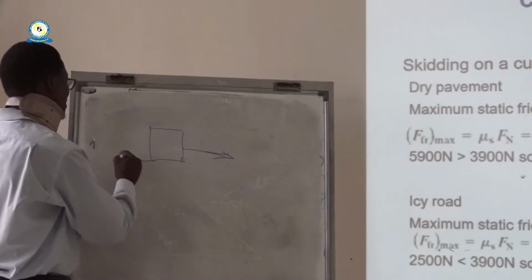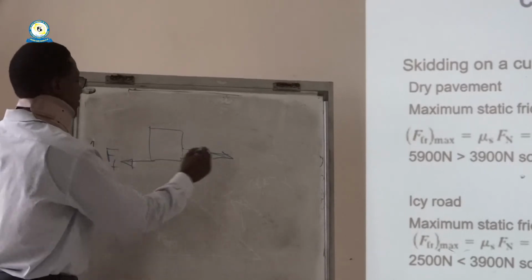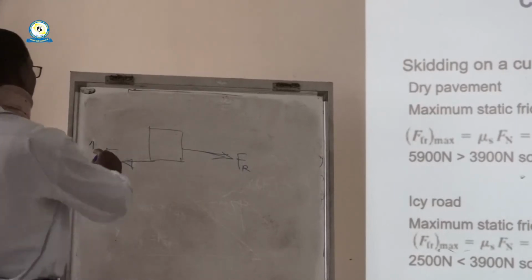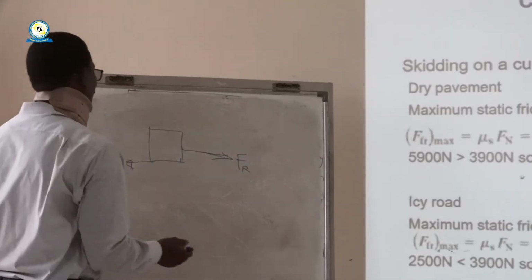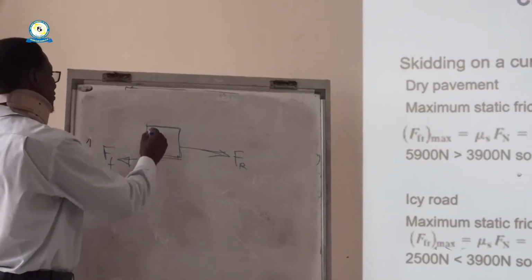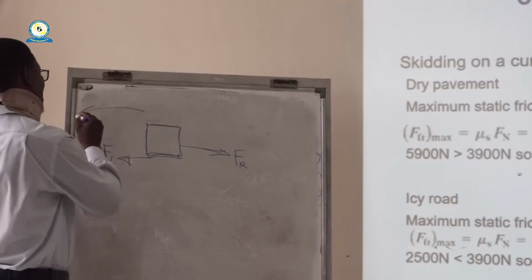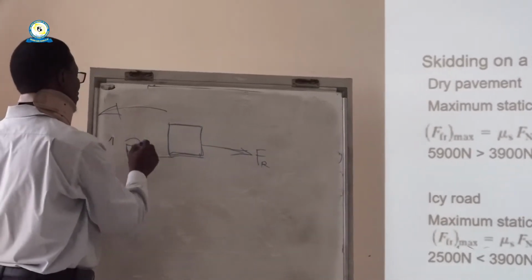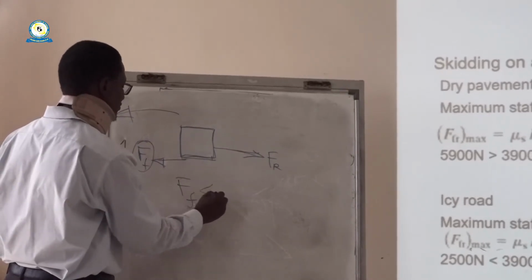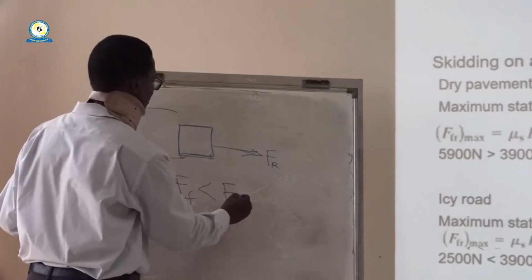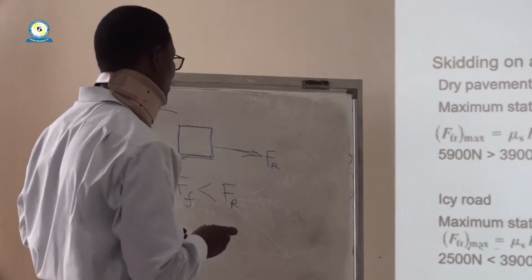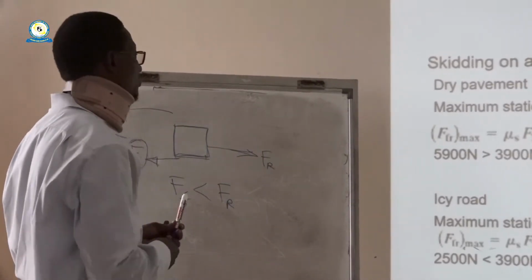this is friction force. This should be equal. To avoid this car going away there, this force should be less than that one. It should be less than centripetal. Centripetal should be greater.